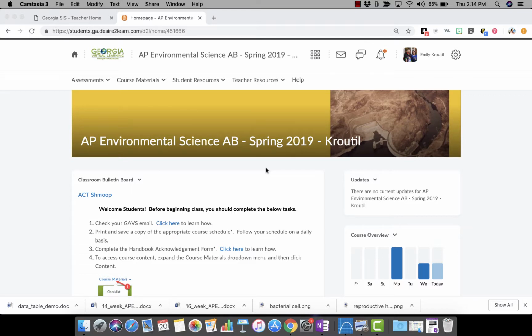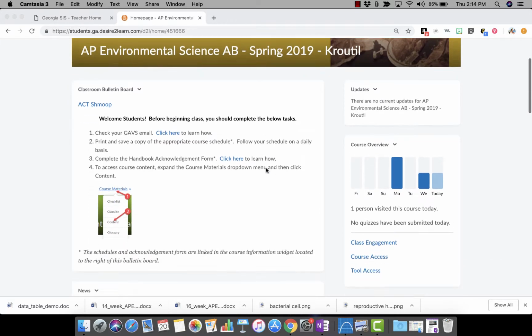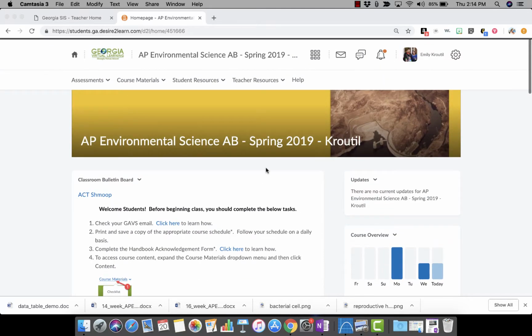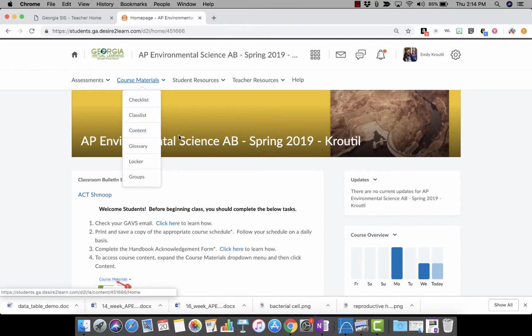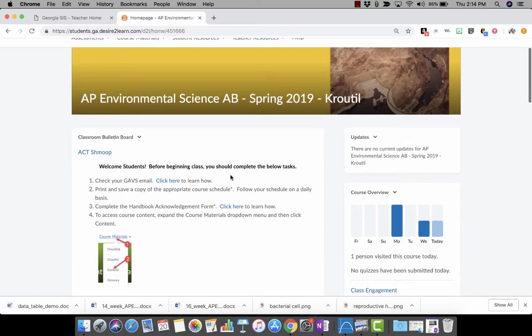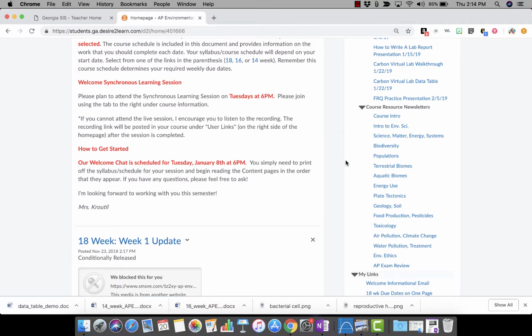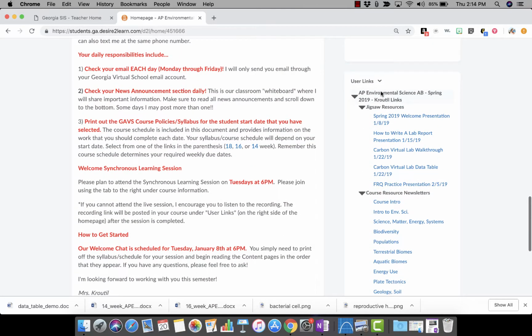Okay, so I'm going to walk you through the demographics lab. So this is our course. It hasn't started yet, so you'll see there's some old news announcements. But anyway, there's two ways to get to that lab. You can go into the course content into the populations unit and find it there, or I actually have everything that you need for you in this user link section.